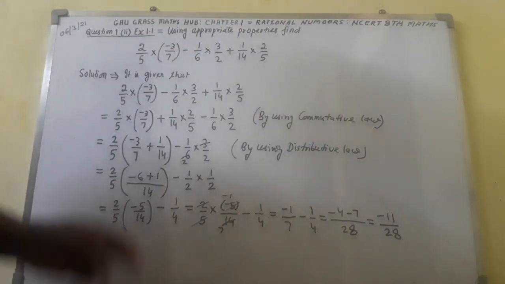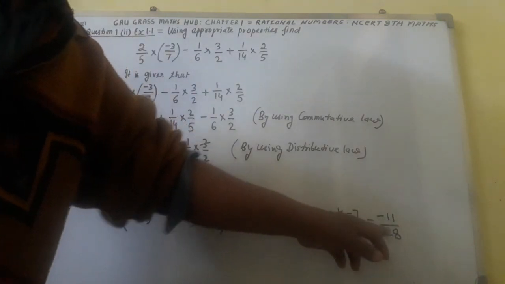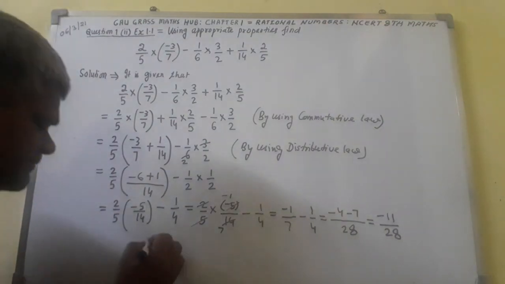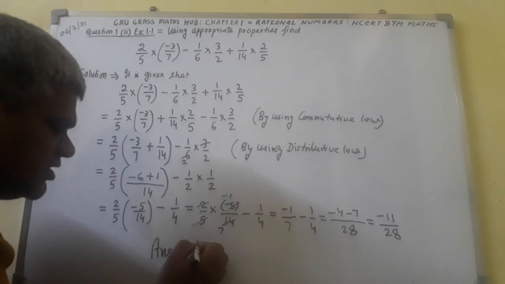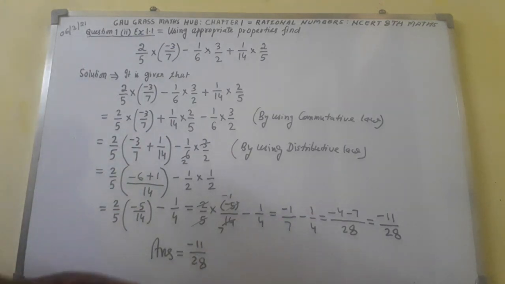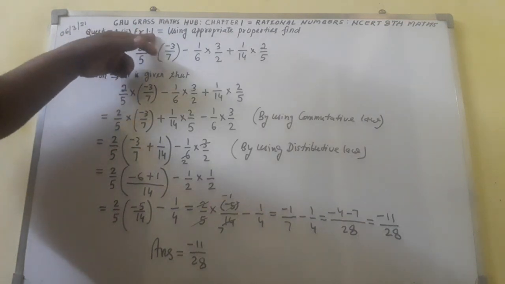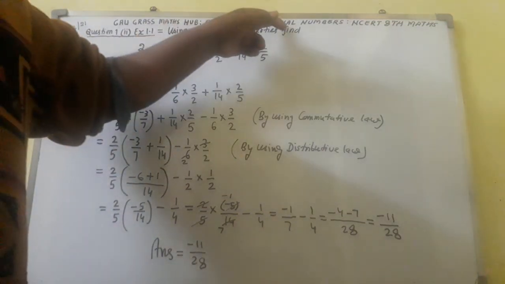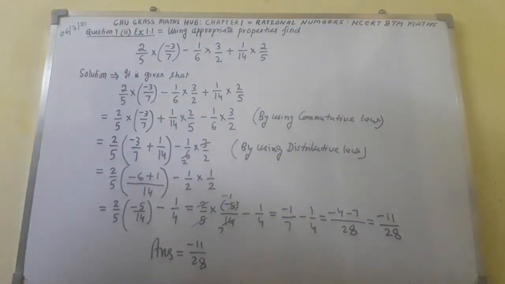The correct answer of question number 1, Roman 2, exercise 1.1, you have got here minus 11 over 28. The answer will be, here I shall write, answer equal to minus 11 over 28. This is the correct answer. You have got minus 11 over 28 for question number 1, Roman 2, exercise 1.1, chapter 1, rational numbers of NCERT 8th mathematics. Okay, thanks.